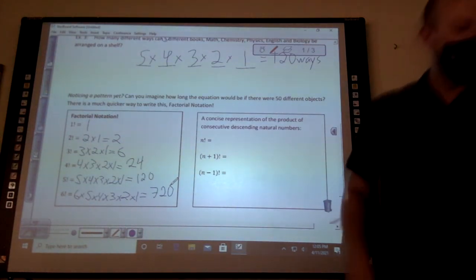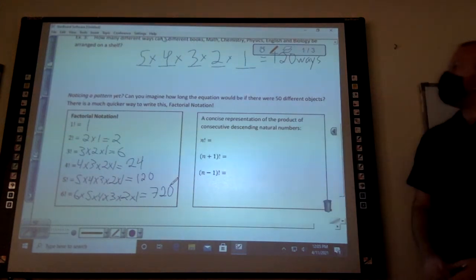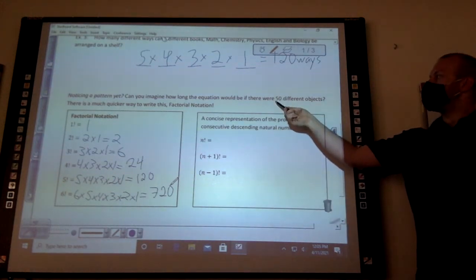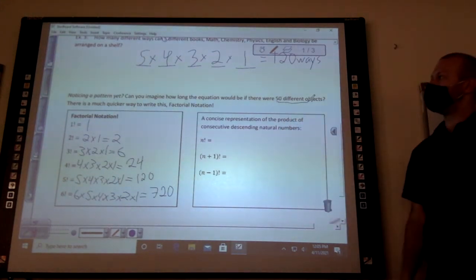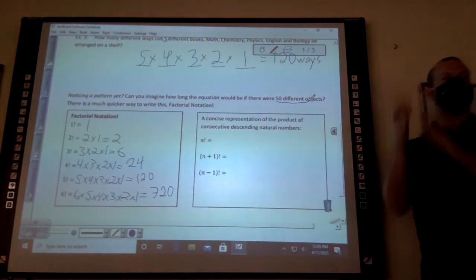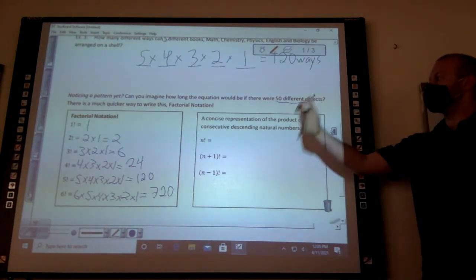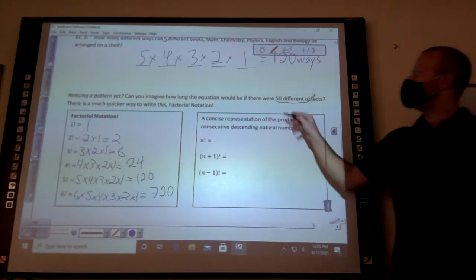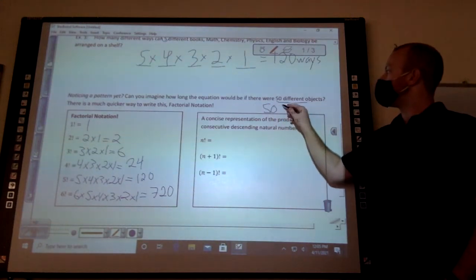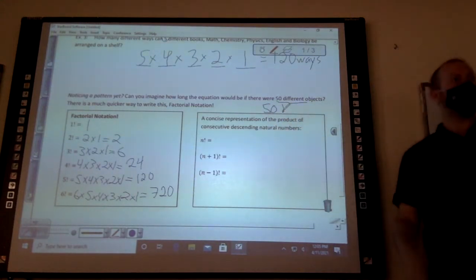Okay. So this makes it really easy. Because if I say I've got 50 different items, instead of having to go 50 times 49 times 48 times 47 and so on and so forth, you just put it in your calculator as 50 factorial. And it calculates it for you.